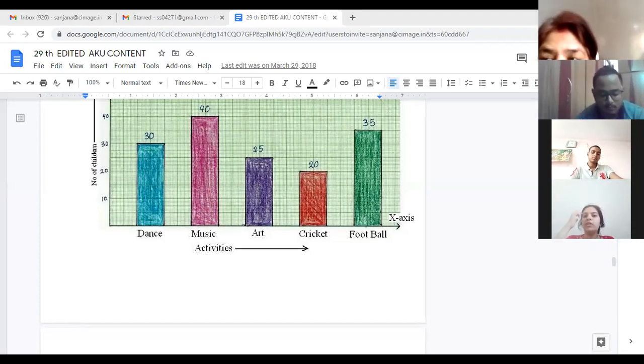The information which we get from seeing pictures, by pictures, by tables, by graphs. This is easy for you because it's all mathematical. Bar graph, pie chart, tables.